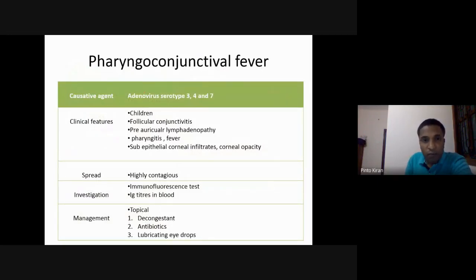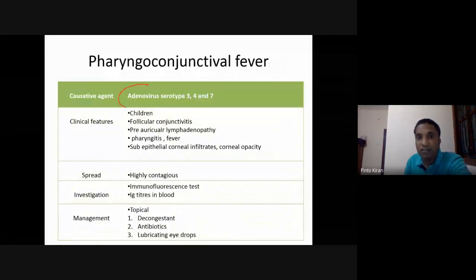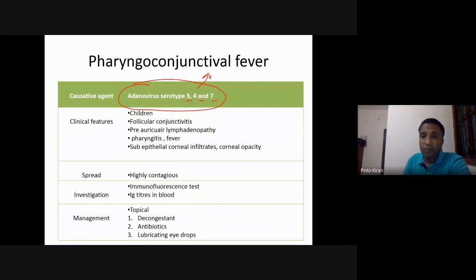I told you. Again, what is important to remember here is, what is the serotype which causes the pharyngoconjunctival fever? 3, 4, 7. Okay. You have 8 and 19, which is causing the epidemic keratoconjunctivitis. Then you have 3, 4, 7, which is causing the pharyngoconjunctival fever.